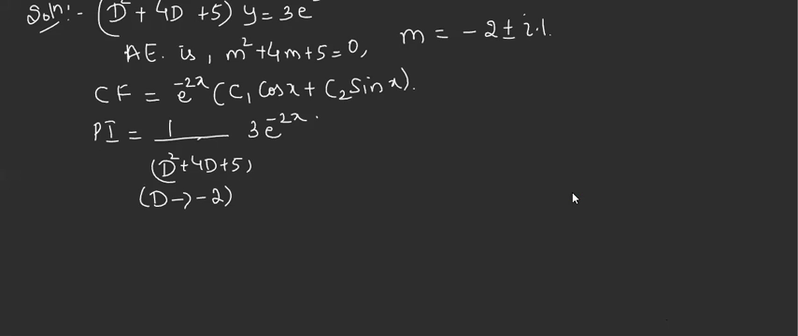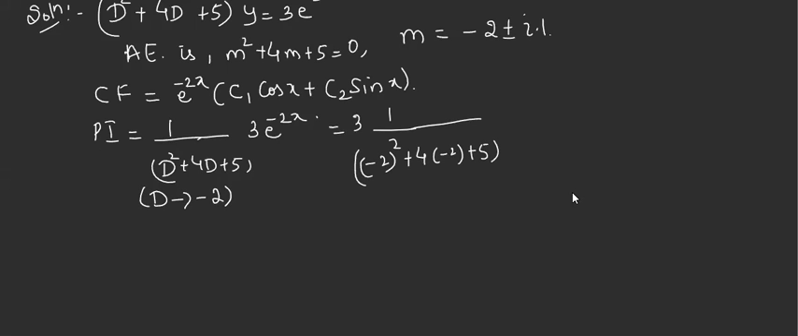Just check. Minus 2 square is 4, plus 4 into minus 2 is minus 8, plus 5. Is it 0? Is this denominator 0 if you replace d by minus 2? No, ma'am. No means replace, otherwise we have to multiply by x. If it is not 0, just replace. So 1 upon minus 2 square plus 4 into minus 2 plus 5.